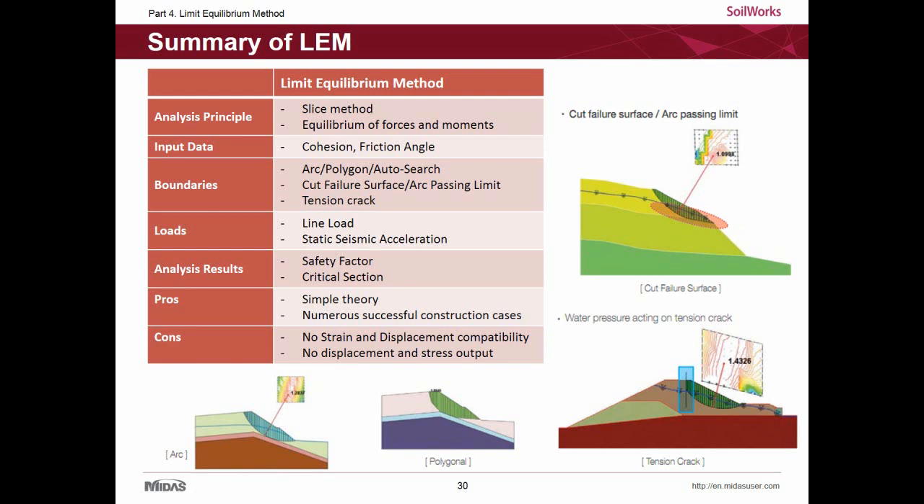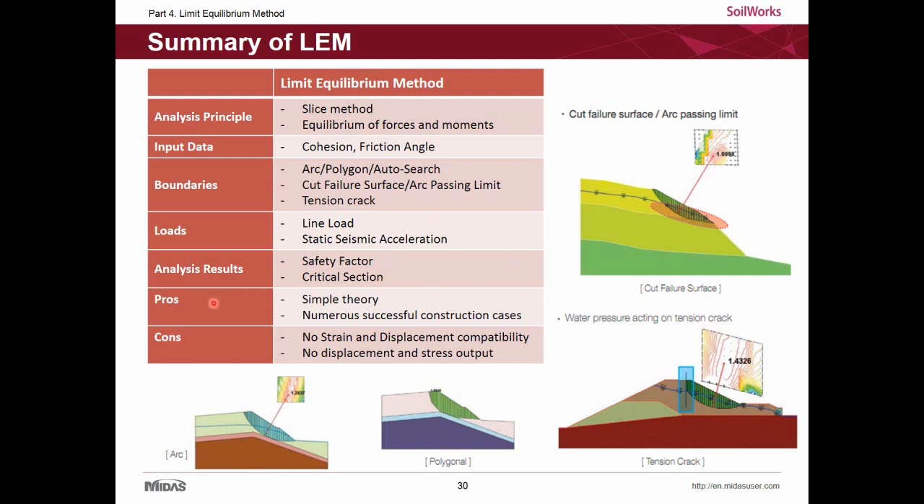SoilWorks also supports tension crack. Considering tension crack, what the software does is the slices having tensile normal force are ignored for factor of safety calculation. So as you can see here, the tension crack is defined. Beyond this, the slices are not considered for calculation of factor of safety. That is a more accurate factor of safety calculation. The loads are line load, static, seismic acceleration. Analysis results are factor of safety in critical section.